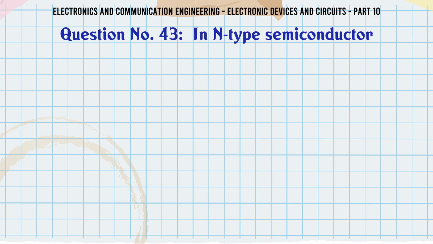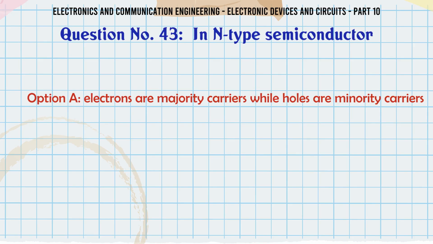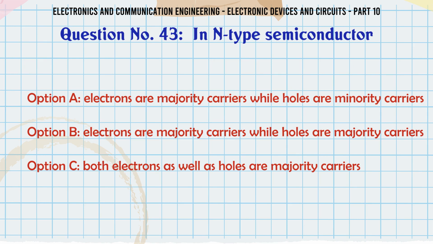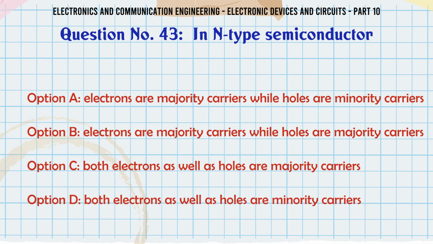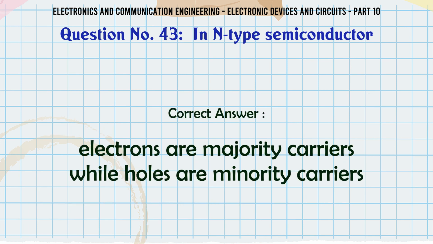In N-type semiconductor, A. electrons are majority carriers while holes are minority carriers. B. Electrons are majority carriers while holes are majority carriers. C. Both electrons as well as holes are majority carriers. D. Both electrons as well as holes are minority carriers. The correct answer is electrons are majority carriers while holes are minority carriers.